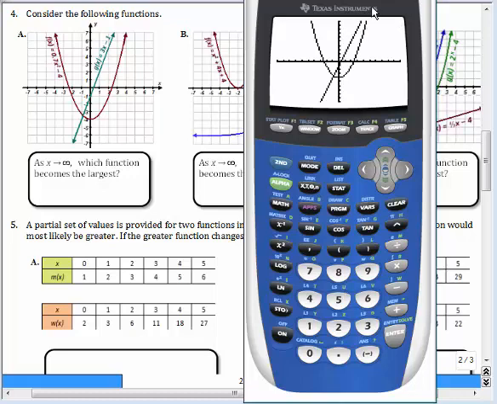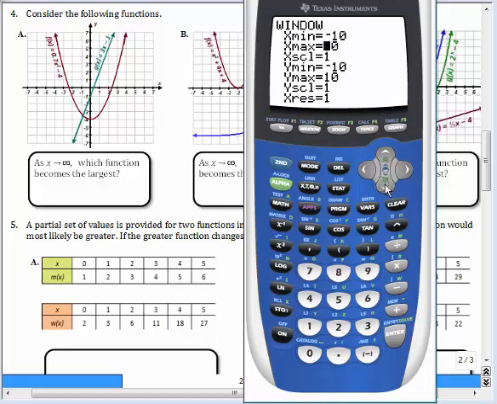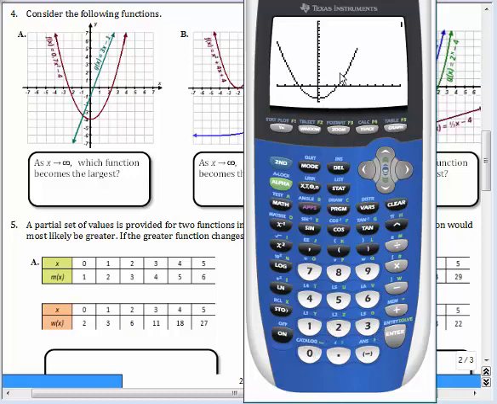And it kind of looks like they're about to intersect, so maybe if we hit the window and change the window settings, and let's make this a little bit more, we don't need to see the left side so much, maybe I'll make that a -5. The y min, again, I don't need to see, I need to see the top right half of the graph, so maybe I'll change the y max to something like 20 and graph it again.